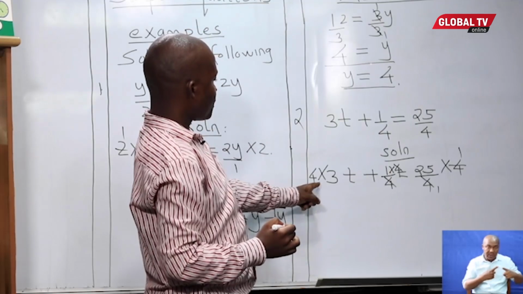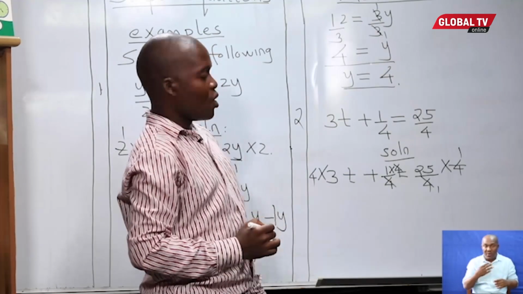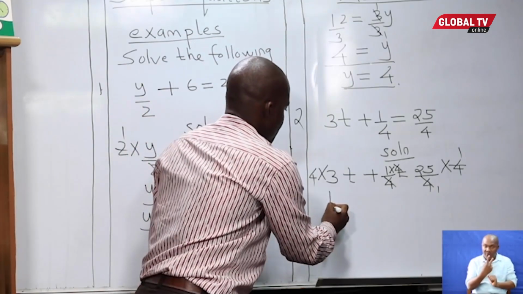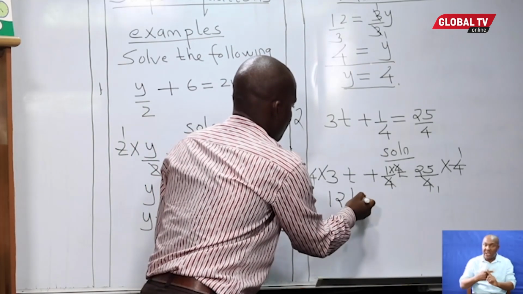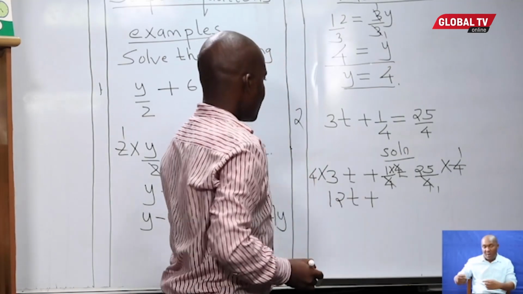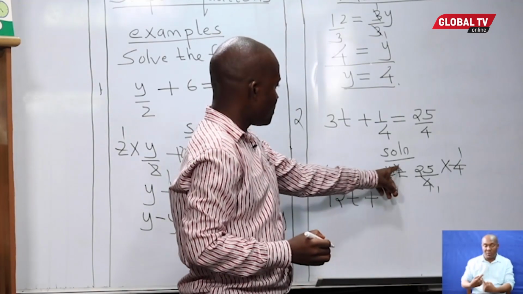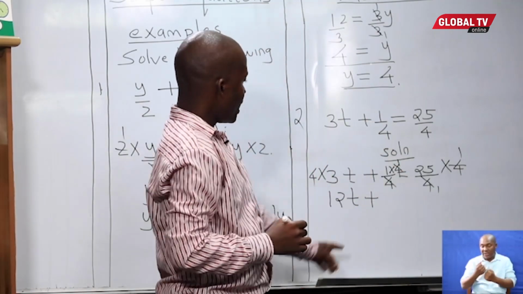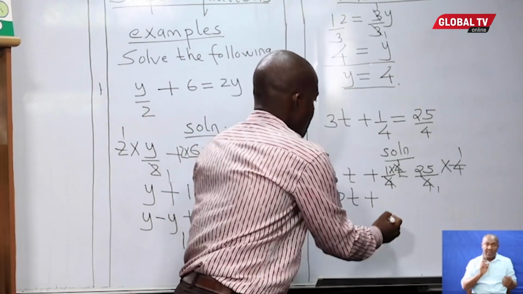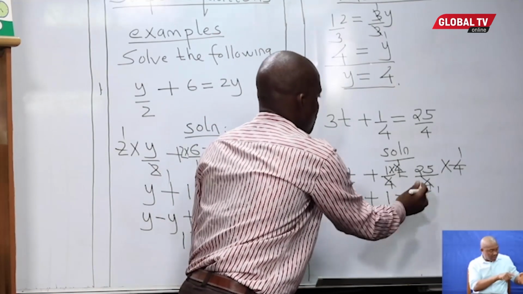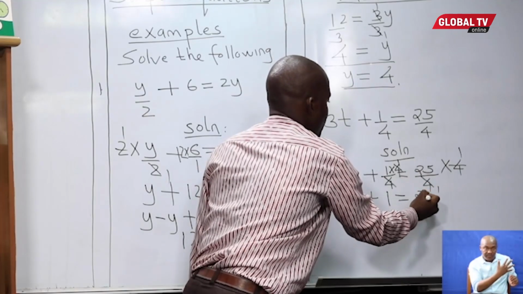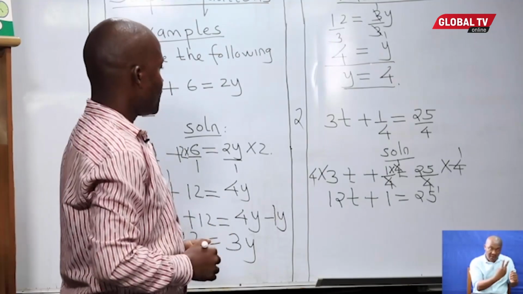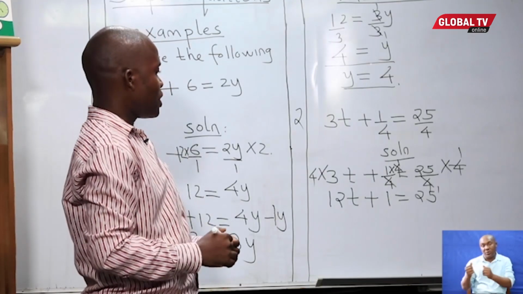Therefore, now it is 4 times 3t, or 3t times 4. Here we get 12t. Now 12t plus, here we have 1 times 1. After dividing 4 by 4, we get 1, and 1 times 1, we get 1. Now plus 1, the answer is equal to, this side remains number 25. Therefore, now our question is 12t plus 1 is equal to 25.